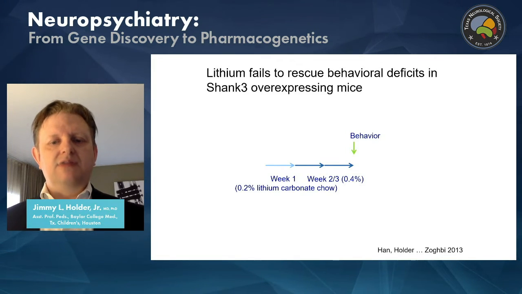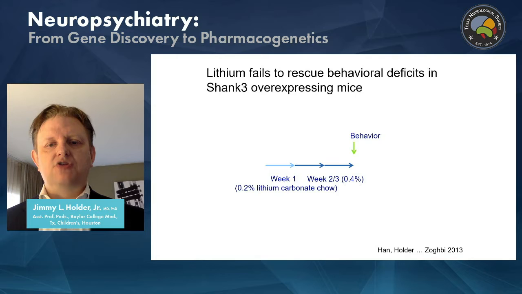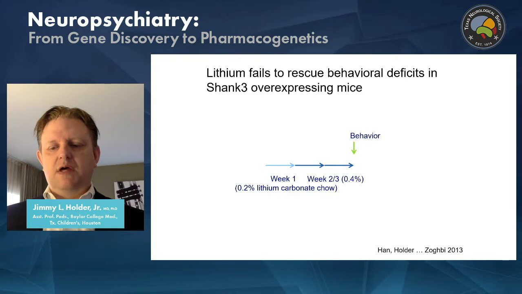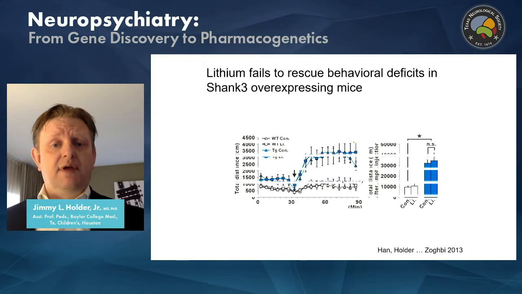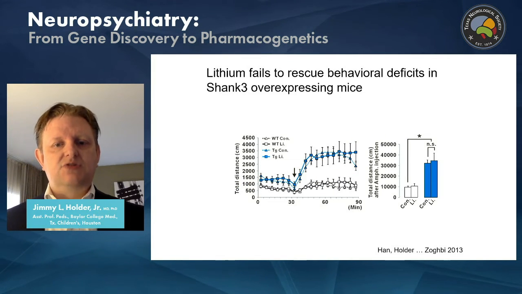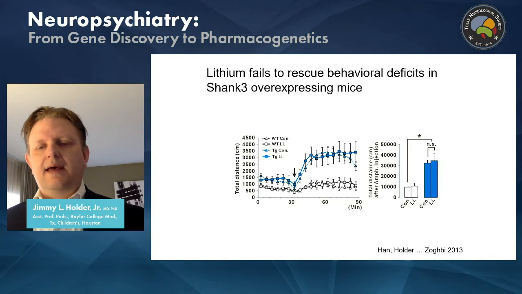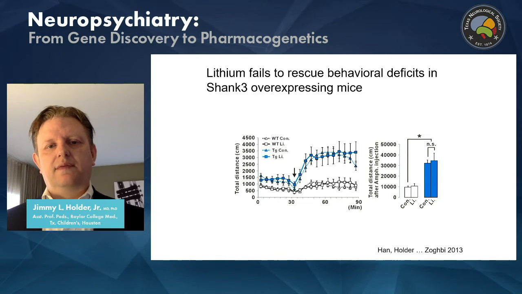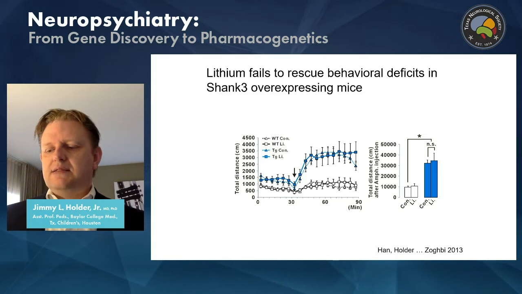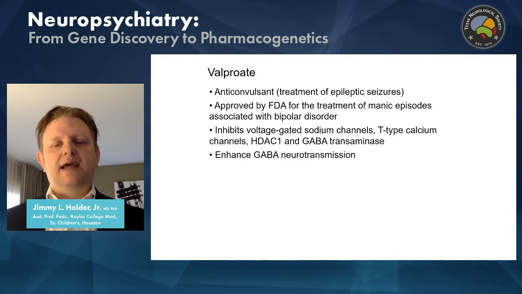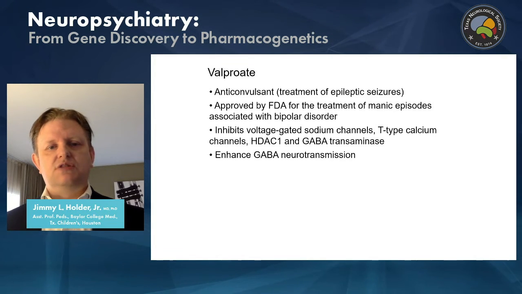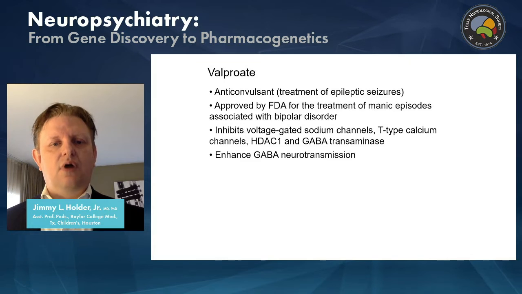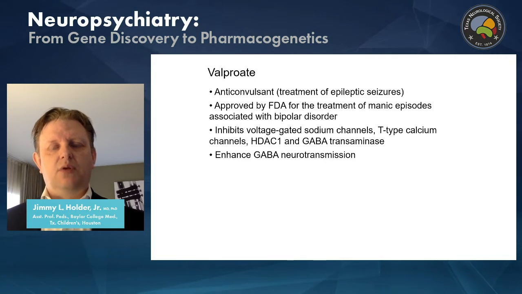We chronically treated mice with lithium and measured all the behavioral abnormalities that we saw in these mice. And basically, we found no significant rescue of any of the phenotypes, and shown here is the activity data. We found no significant rescue with chronic treatment with lithium. So we scratched our heads a bit and decided to try a different drug that is used in many patients, which is valproate. Of course, as neurologists, we all use this primarily as an anticonvulsant, but it's also approved for manic episodes and bipolar disorder.